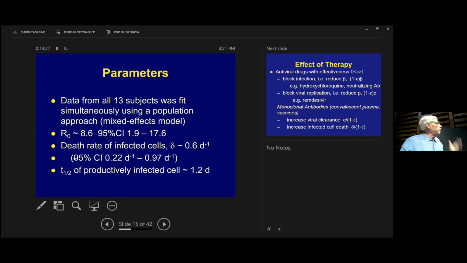So from this study, which only had 13 subjects, we fit it to the simple target cell model, and we went with the eclipse phase, and they both fit. We use something called a mixed effects approach, where we simultaneously fit the data from all the patients and try and estimate parameter distributions. Can you say again what eclipse phase is?